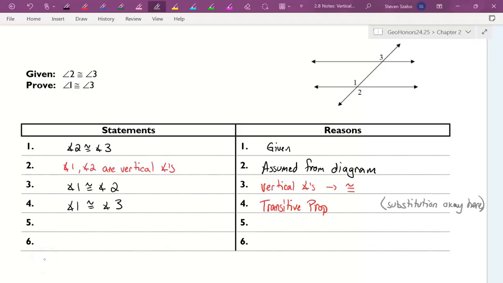All right, so here you go. We have to state that angles 1 and 2 are vertical angles because that's the only thing we can assume. Then they're congruent because vertical angles are congruent. Then angle 1 is congruent to angle 3 because of the transitive property, because we have 1 goes to 2, 2 goes to 3. Since that's only the two congruent statements and only one substitution, we can use the substitution property there as well.